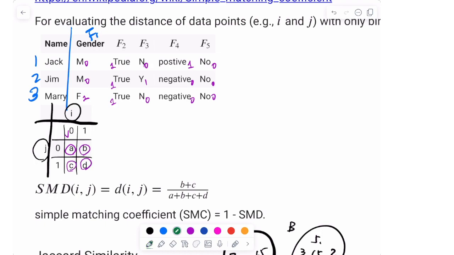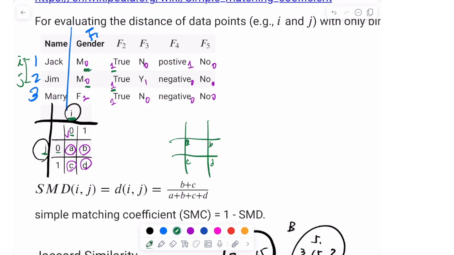A means data I is 0 and data J is 0, they are both zeros. So think about evaluating Jack and Jim: this one is 0, this one is 0, so A is 1. This one is 1, this one is 1. So we simply count A, B, C, D. It's very straightforward, just simply calculate.